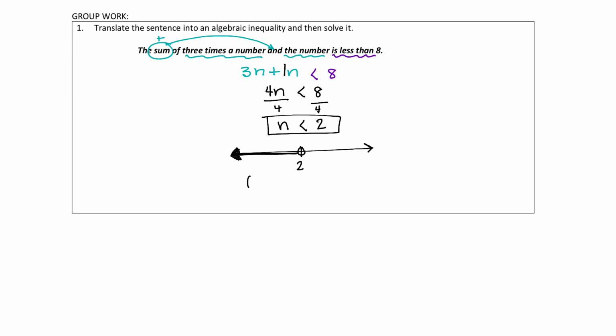It represents negative infinity to 2, parentheses on both sides, in interval notation. And it represents, whoops, it's wrong here. Let me go over this. Because this variable was n, I can't use x down here. I need to use n right there. So I blew that one. So all n values such that n is less than 2. Just a reminder on all of your different possible answers, but all you need is that one.